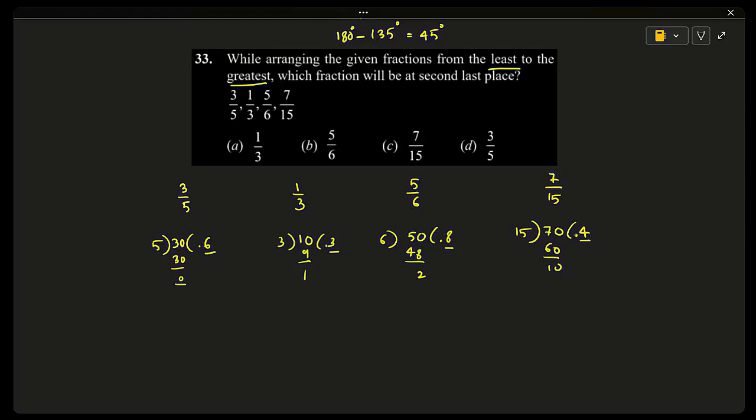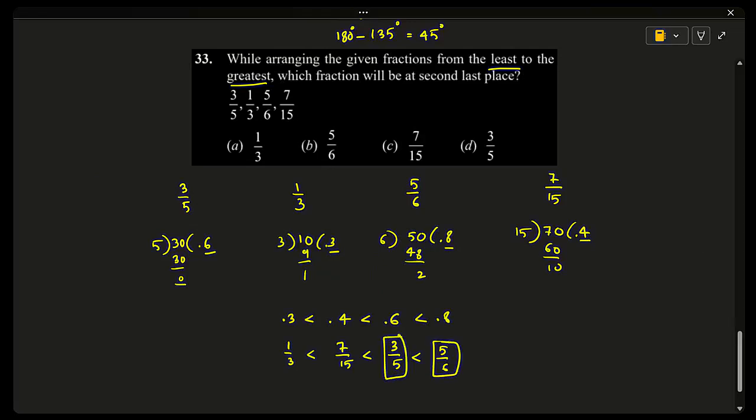So from least to greatest, 0.3 is less than 0.4, which is less than 0.6, which is less than 0.8. 0.3 is nothing but 1 by 3. 0.4 is nothing but 7 by 15. These are approximate values, not exact values. 0.6 is from 3 by 5 and 0.8 is from 5 by 6. So this is the least to greatest, that is ascending order. They're asking the second last place, not the last place, that is 3 by 5. 3 by 5 is the answer, that is option D.